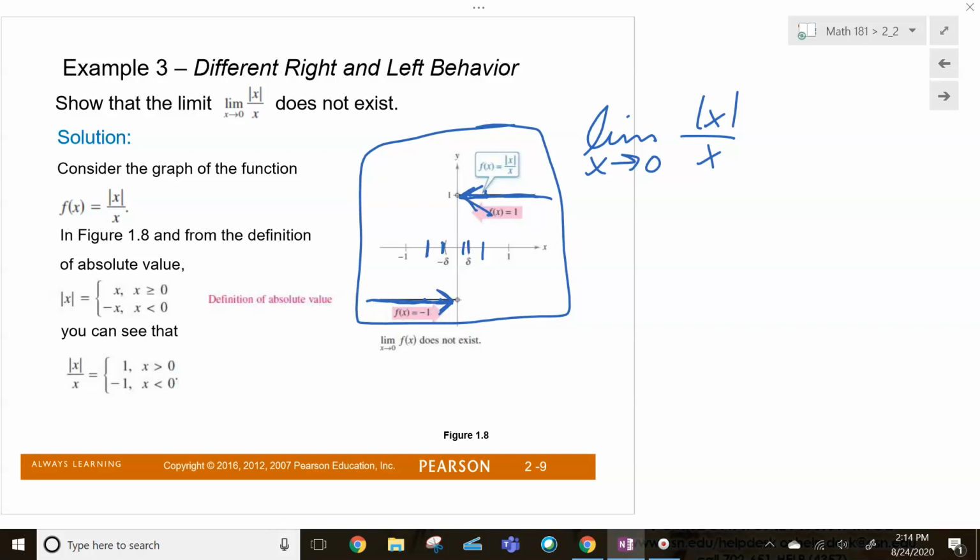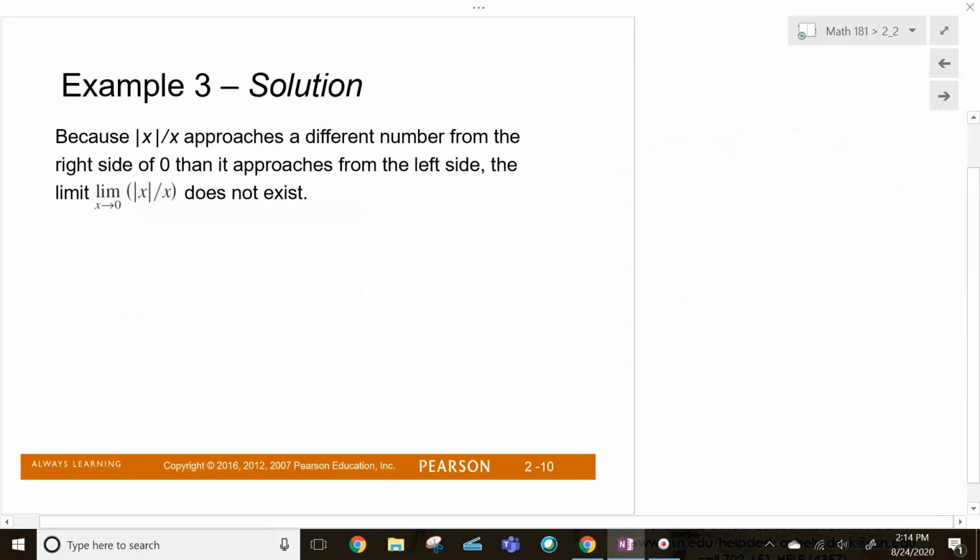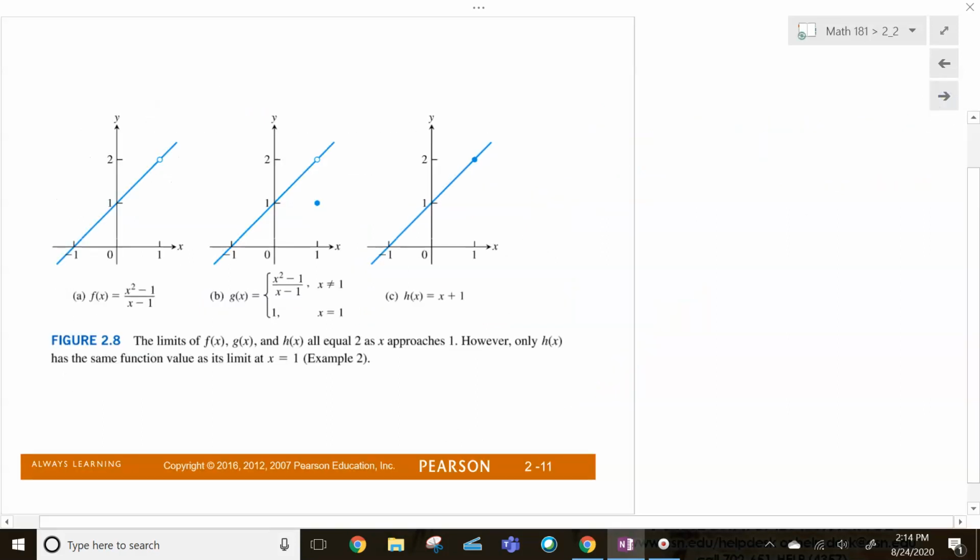They do not agree. They have to be going to the same spot. They have to agree on the same spot. So this limit does not exist. They have to agree from the right and from the left. Here's some more pictures here.